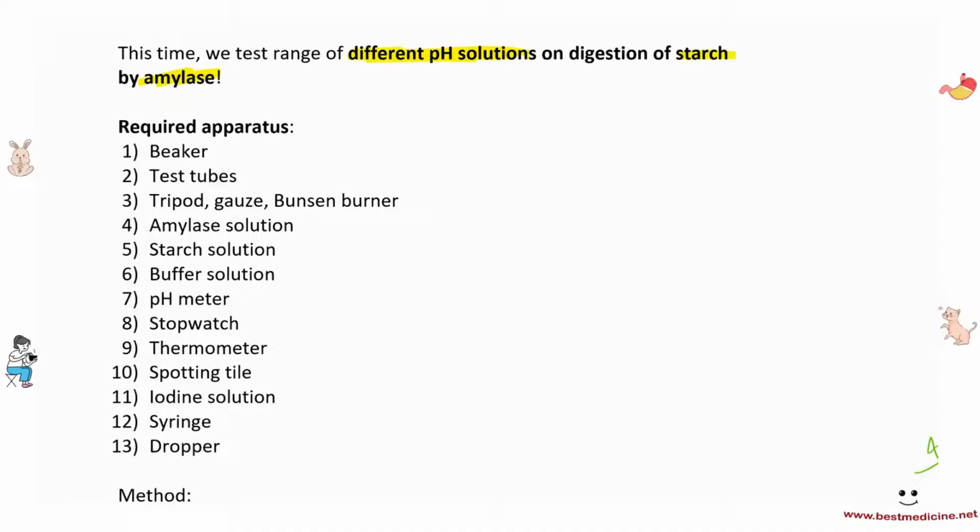So what are the required apparatuses for this? These are a beaker, a test tube, tripod, gauze and Bunsen burner, amylase solution, starch solution, buffer solution, which is used for adjusting the pH, a pH meter to check the pH, stopwatch, thermometer, spotting tile, iodine solution, syringe, and a dropper.